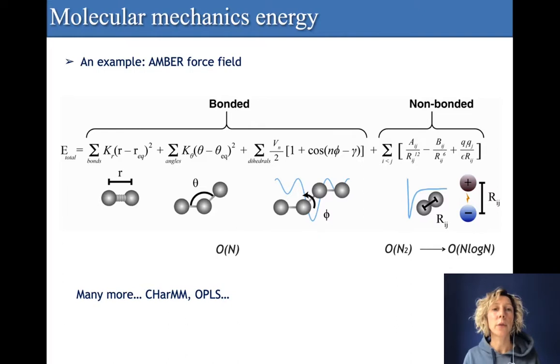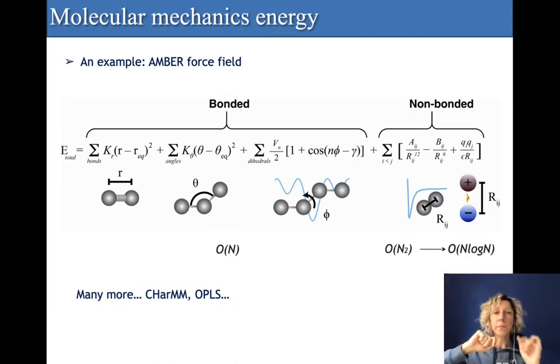The first three terms correspond respectively to the length of the covalent bond between two atoms, the angle between three atoms that are linked by two covalent bonds, and the dihedral angle, the torsion angle, between four atoms that are consecutive, linked by covalent bonds.